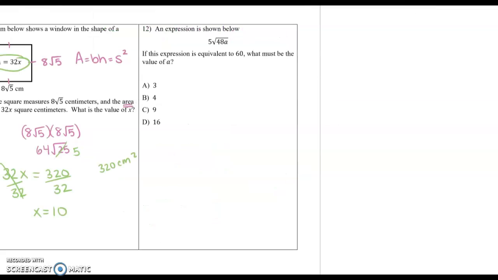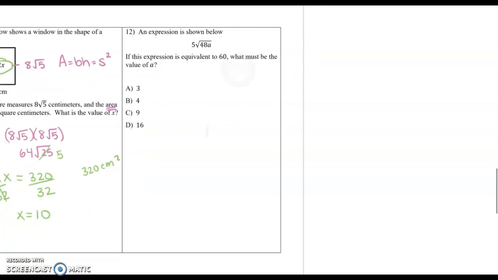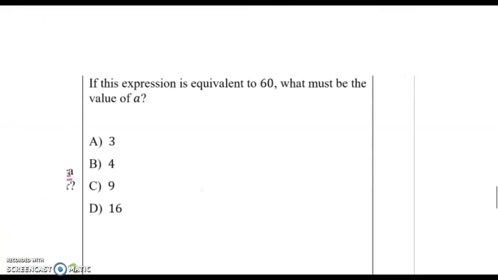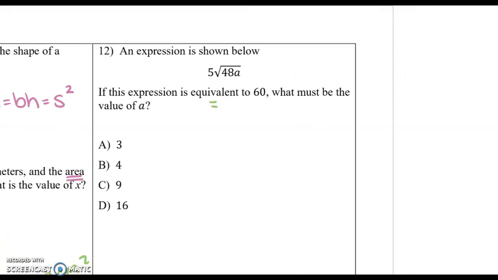All right, last problem here. So kind of a similar problem. They want us to look at this expression, which is 5 root 48a, and you want this expression to be equivalent, which in math means equals, to 60. So they want this expression to equal 60. Whatever the radical needs to be, it needs to simplify and completely go away in order to get 5 times some number, which would give me 60. And that 5 times some number would be 12.